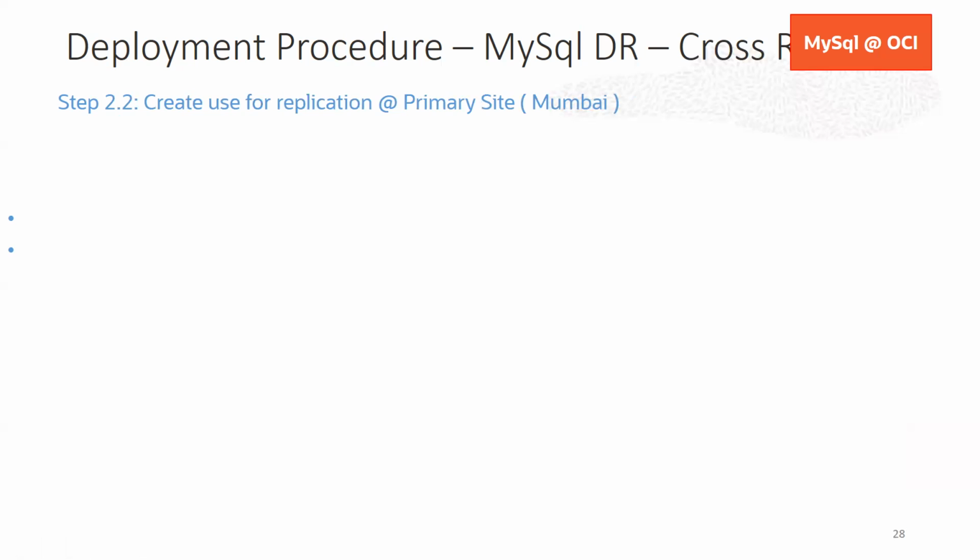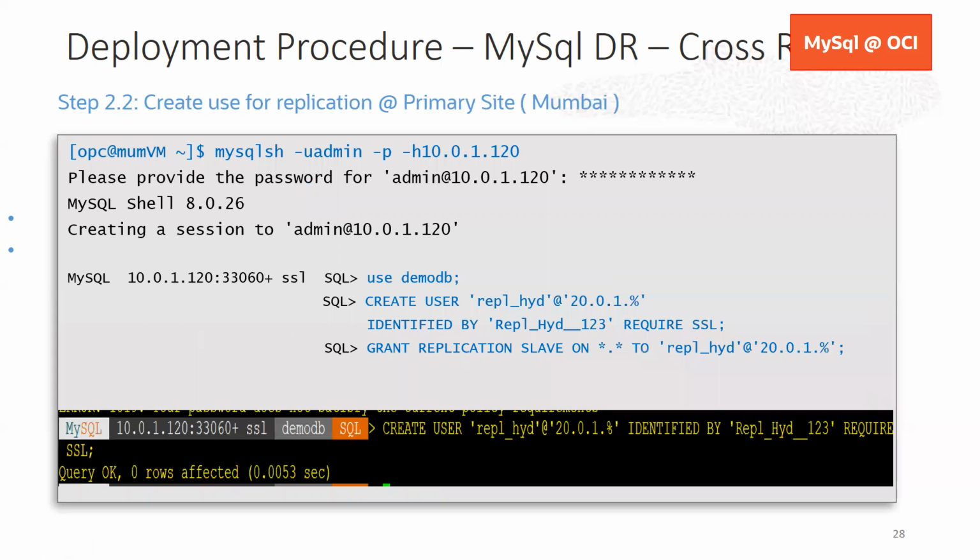In step two, now let us create a user for replication in the primary database. So under the demo DB database, which I created in session one, we are creating a user called ripple_hyderabad with the IP to connect to the DR site, and providing the necessary privileges for replication.